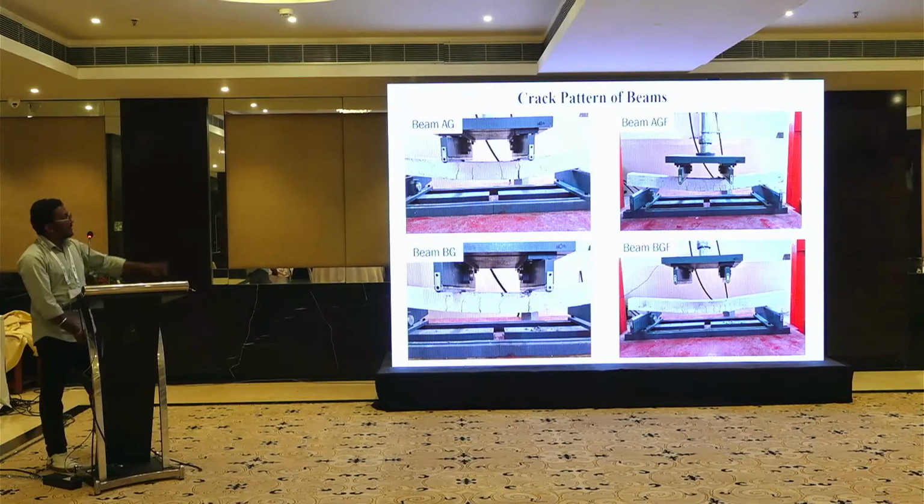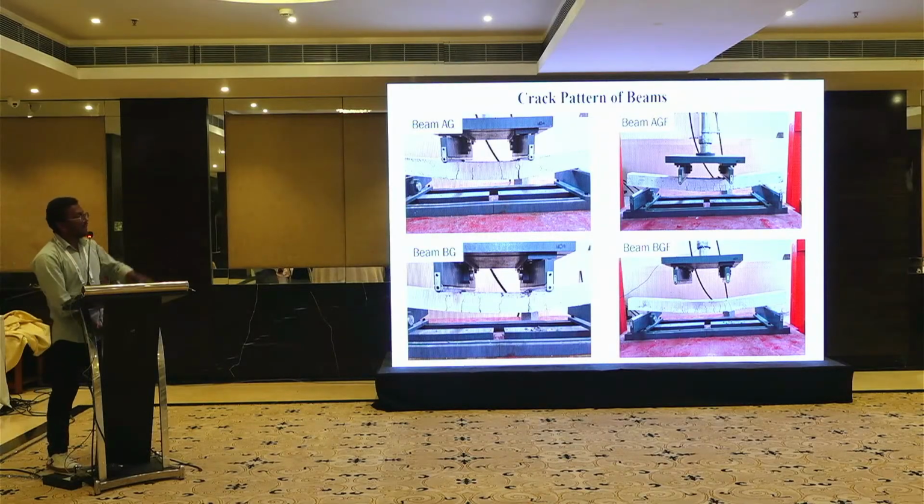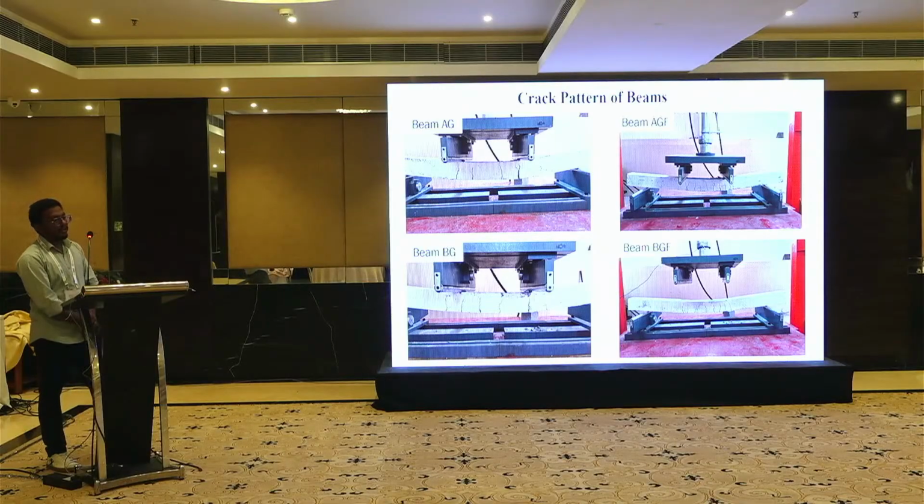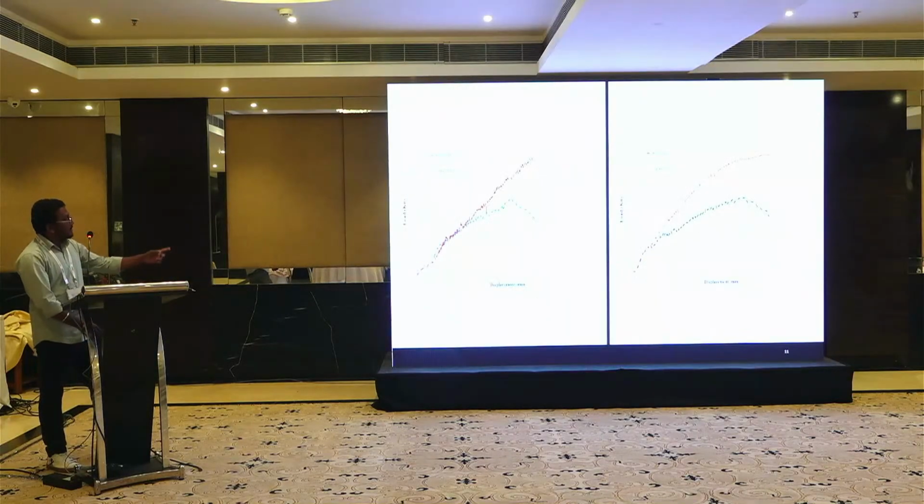While beam AG, as it is reinforced only with GFRP bars, exhibited wider cracks. Both beam AG and BG exhibited wider cracks when compared to beams AGF and BGF, as the crack width has decreased when the glass fibers have been introduced into the concrete. And these are the load displacement graphs. As we can see, beam AGF and beam BGF both exhibited higher loads when compared to beams AG and BG, due to the tensile stress being distributed by glass fibers.